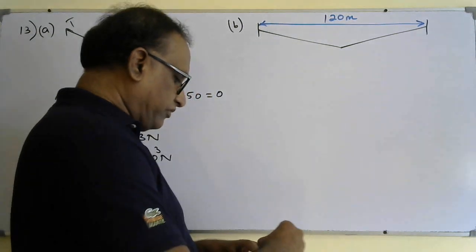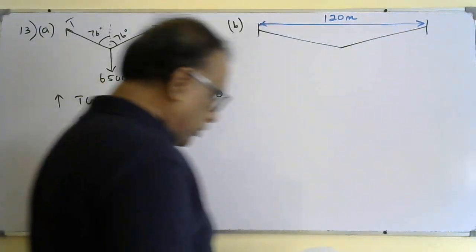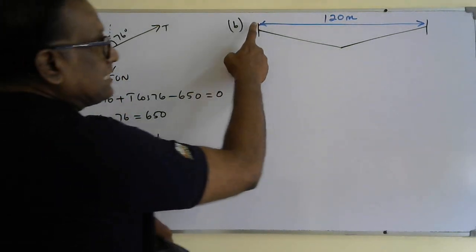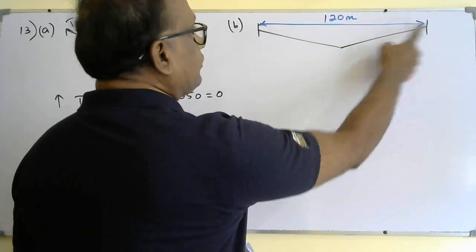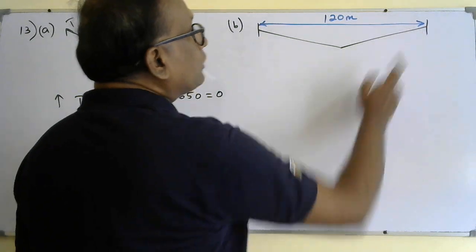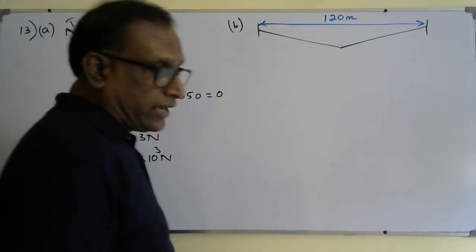Okay, so I need to find the actual length because they ask you to find the strain on the rope. Strain is equal to extension over original length. So this is the initial length of the rope, which is 120 meters, so the total length will be more than 120 meters. I need to find the total length of the rope. How can I find it?